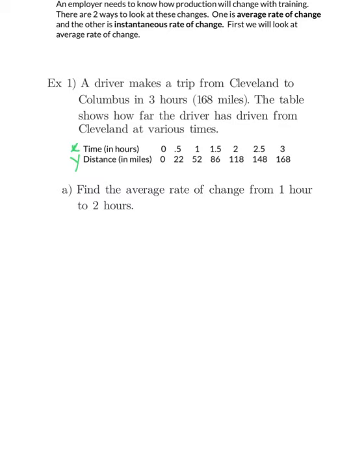When you want to find the average rate of change from 1 hour to 2 hours, think about what we say. We say that we drove so many miles per hour. So when we want to find the average, we want to put the miles on top over hours. So we want our hours on the bottom. I'm going to do 2 minus 1 because that'll give me a positive answer.